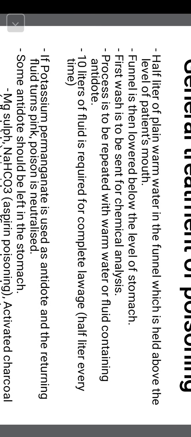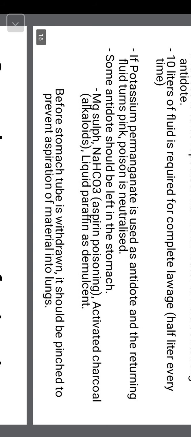Then repeatedly half a liter of plain warm water is to be pushed through that funnel, through the tube into the stomach, and it is immediately taken out. So whatever poison comes out along with that warm water is to be preserved for further chemical analysis. The process is to be repeated numerous times. Every time you will have to give half a liter of water for stomach wash.